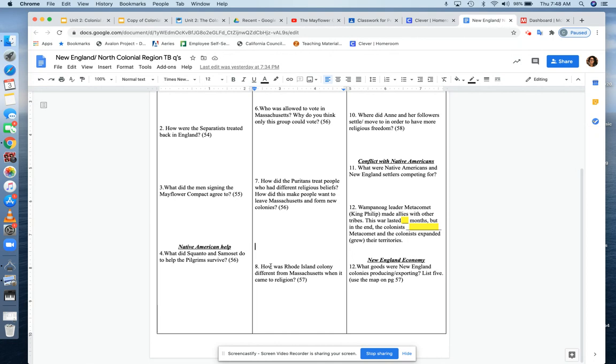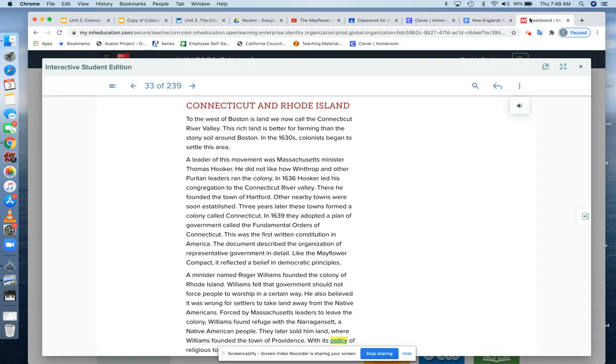The next question, number 8, is asking, how was Rhode Island colony different from Massachusetts when it came to religion? Connecticut and Rhode Island. To the west of Boston is land we now call the Connecticut River Valley. This rich land is better for farming than the stony soil around Boston.